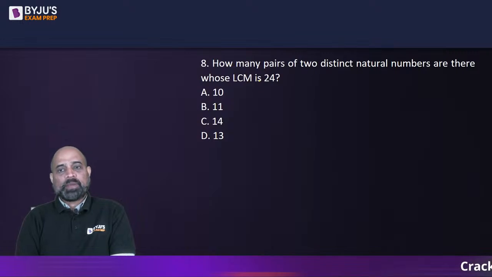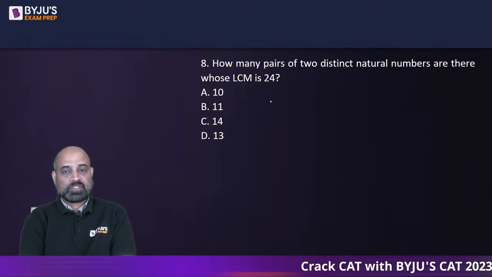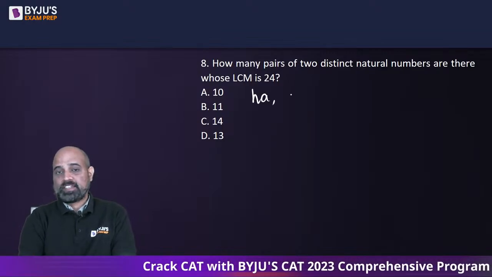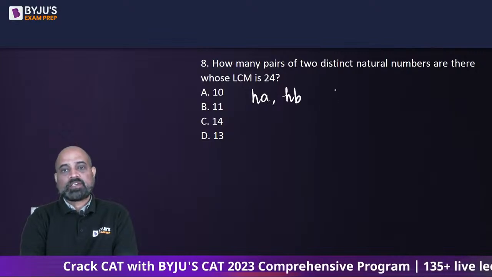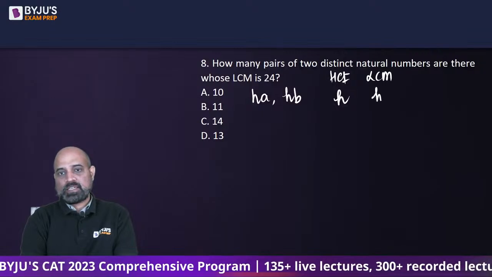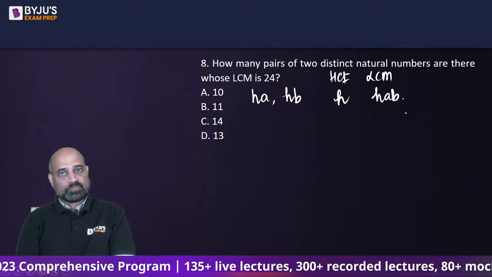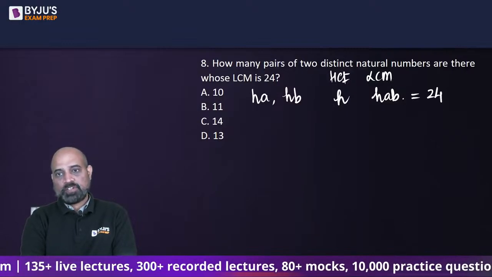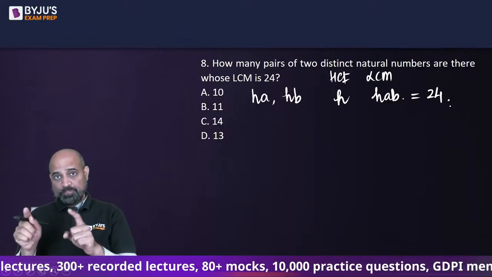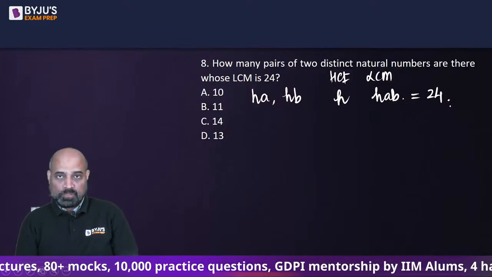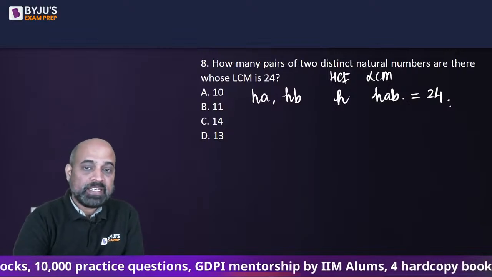Next, how many pairs of two distinct natural numbers are there whose LCM is 24? So if we have numbers of the form HA and HB, where H is the HCF, we say that their HCF is H while their LCM is HAB. Now, as per the question, HAB is given to us as 24. And if you pay attention, 24 has to be written as a product of 3 numbers. So we will have to make cases.